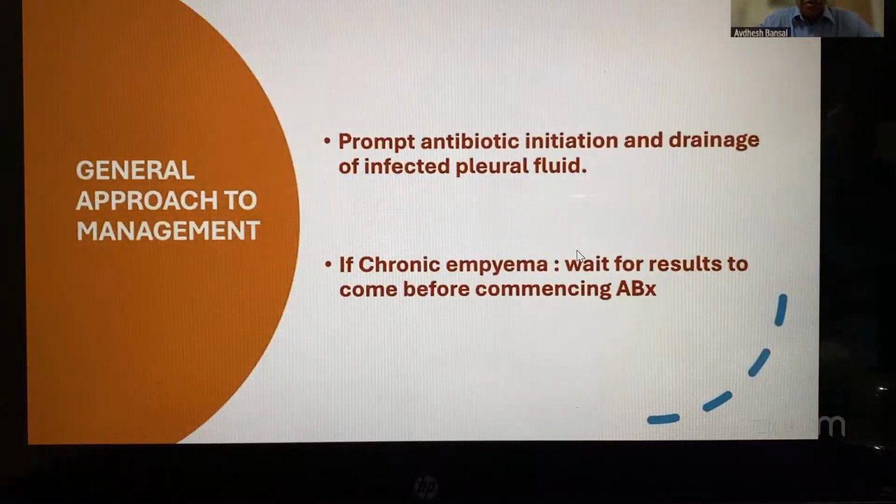So what is the approach to treating these patients? I think in 2 lines, I can say prompt antibiotic initiation and drainage of infected fluid. That's the most important thing. But do you start antibiotics in every patient immediately? The answer is no. If you have a chronic empyema, a patient who has come to you, let's say, like our patients, who had symptoms going on for almost 3 months, fever going on for 6 weeks, you can wait for the results to come back before you decide what antibiotic to give.